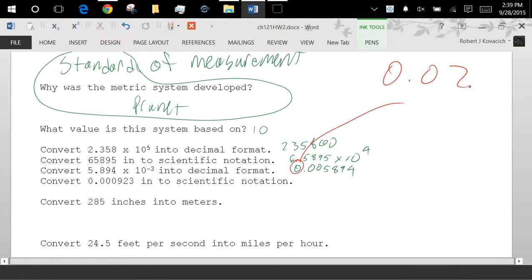Okay, so this next one here. What do I need to write? 9.23 times 10 to the negative 4. Yep, that looks good.